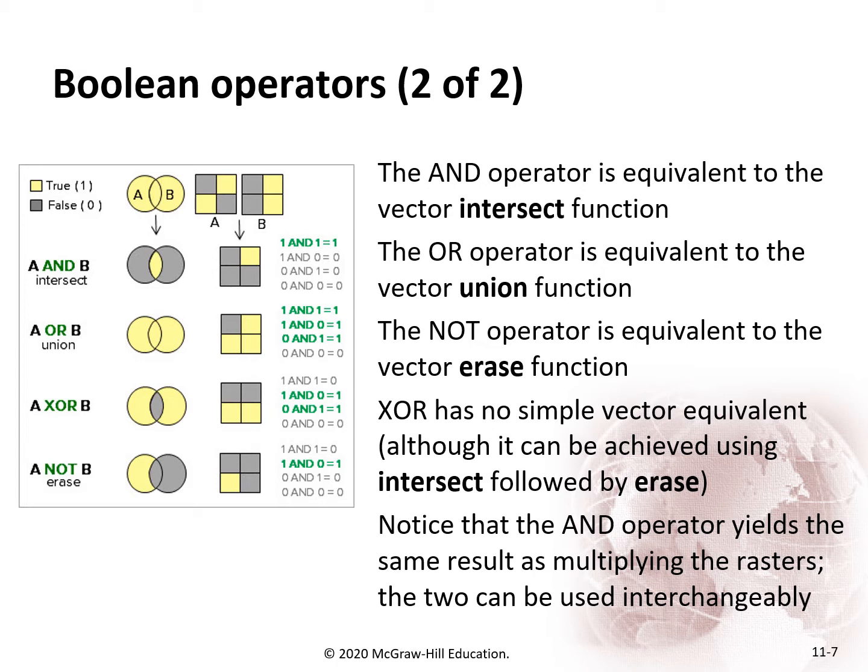Intersect and union gets a little more complicated. So the and is the equivalent to the vector intersect function. The or is the equivalent of the union function. Not is very similar to erase, and not or can be achieved by using intersect and erase. This can get really complicated when you start looking at it.